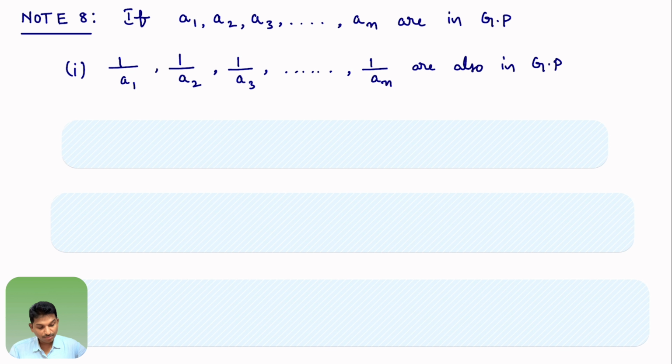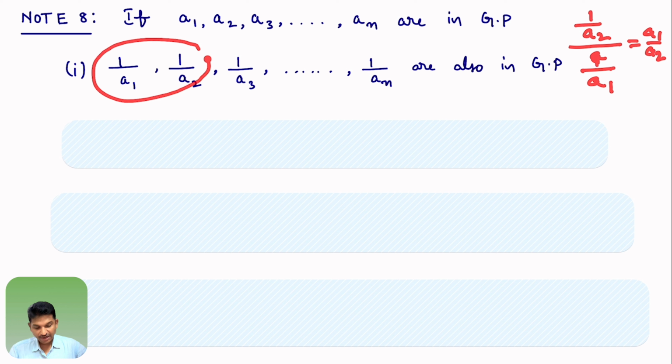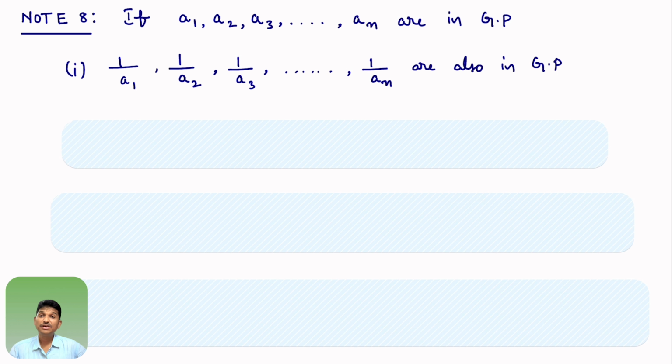This term 1 by A2 divided by 1 by A1 is what? It is nothing but A1 by A2. You know that we already discussed in the last class, AM divided by AN is what? Ratio of mth term divided by nth term is R power m minus n. So what I am trying to say, no need to discuss this point this long in JEE.